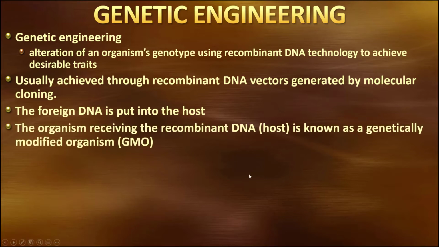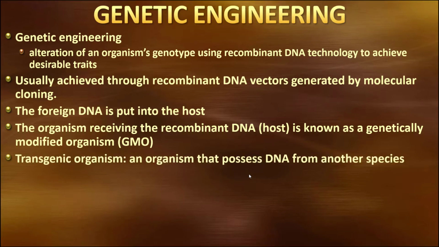The organism that receives the recombinant DNA that has now been modified is referred to as a GMO, or a genetically modified organism. A transgenic organism is an organism that possesses DNA from another species. Whether that DNA is from the same species or another species, any sort of recombinant DNA put into an organism creates a GMO. If that DNA is from another organism, then it's a transgenic organism.